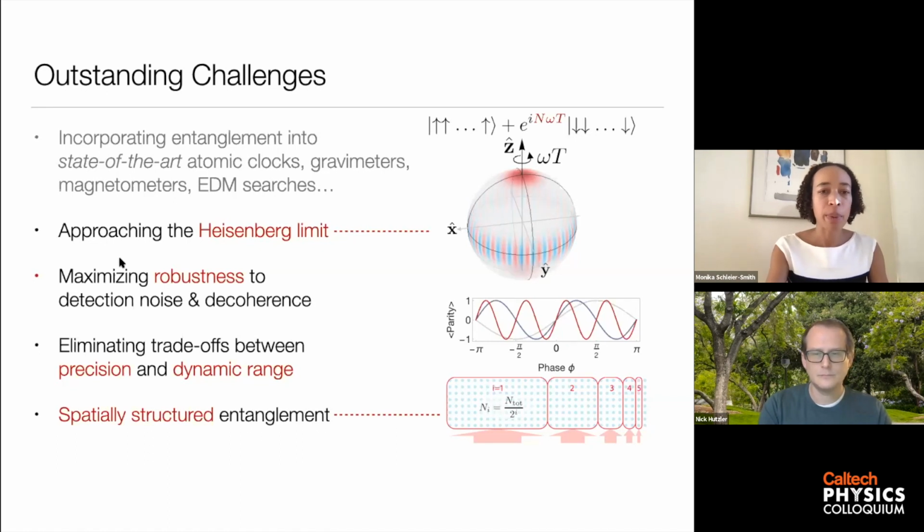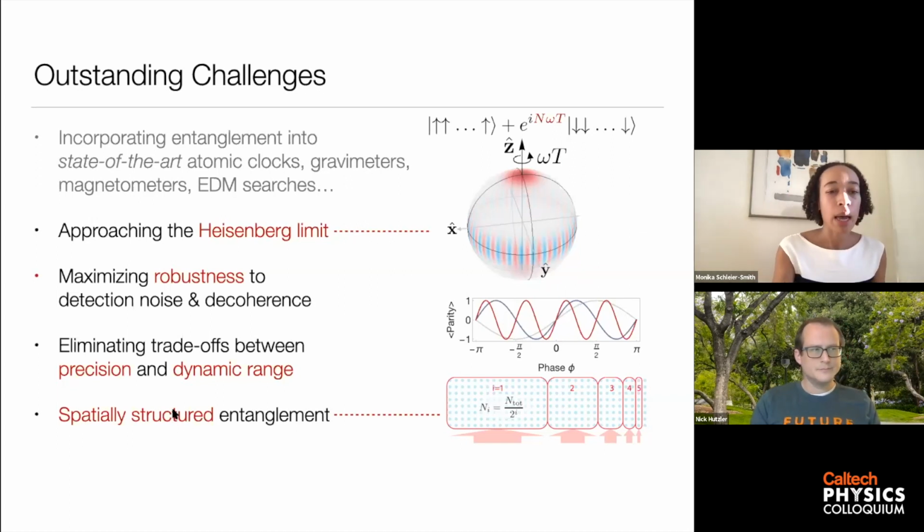But there are also lots of other axes, like how robust are these states to decoherence? Are there trade-offs between the precision of a state you make and the dynamic range of the state? Can you use it for spatially resolved sensing? And one of the directions that has really yet to be explored is, can one benefit from having not just one single kind of quantum state that I can represent by this kind of picture on a sphere, but having some spatial structure to the quantum correlations?